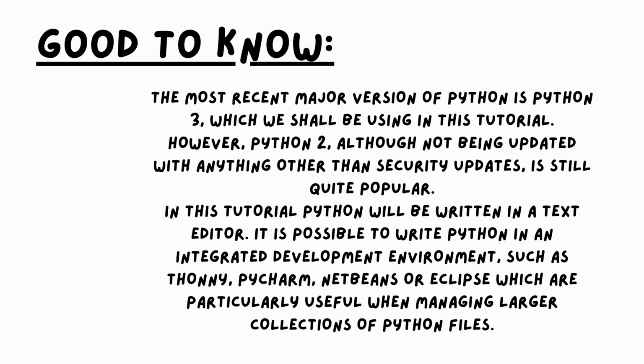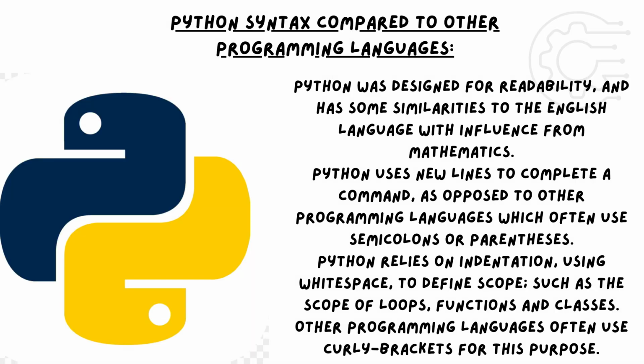Python syntax compared to other programming languages. Python was designed for readability, and has some similarities to the English language, with influence from mathematics. Python uses new lines to complete a command, as opposed to other programming languages, which often use semicolons or parentheses. Python relies on indentation, using whitespace, to define scope, such as the scope of loops, functions, and classes. Other programming languages often use curly brackets for this purpose.